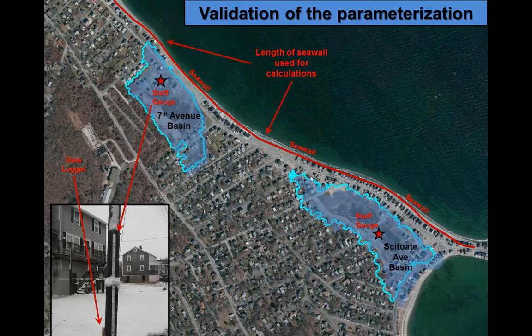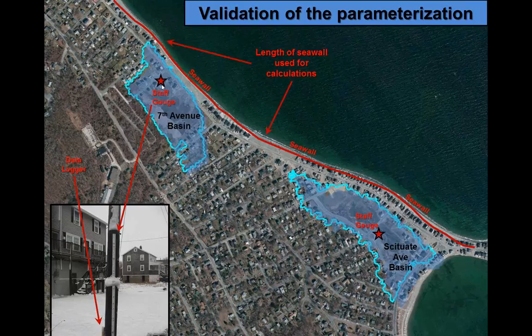Here's a depiction of the test site. A very long seawall, over a mile long. There are two basin areas behind the seawall. I did pick this particular basin, the 7th Avenue Basin, because we had an easy ability to isolate it from the rest of the wave action. So we picked that one.